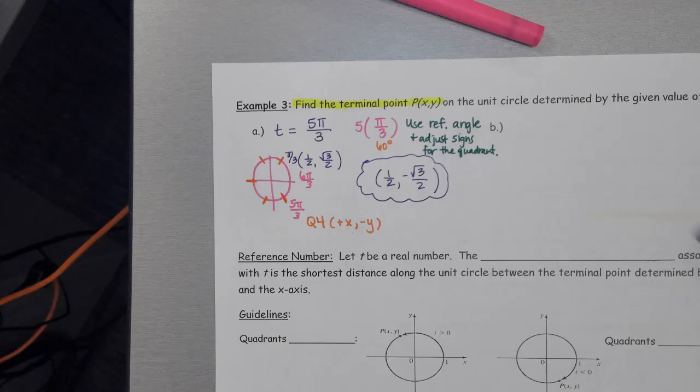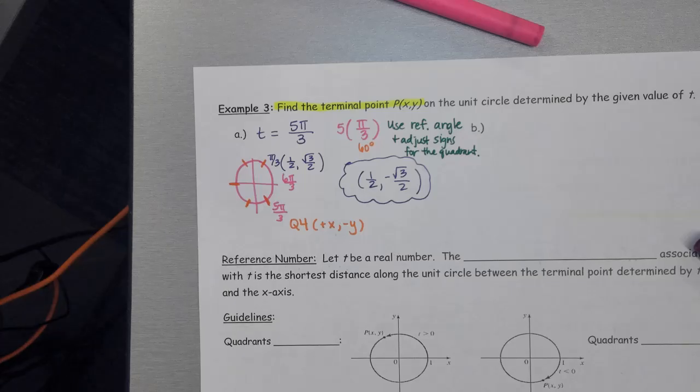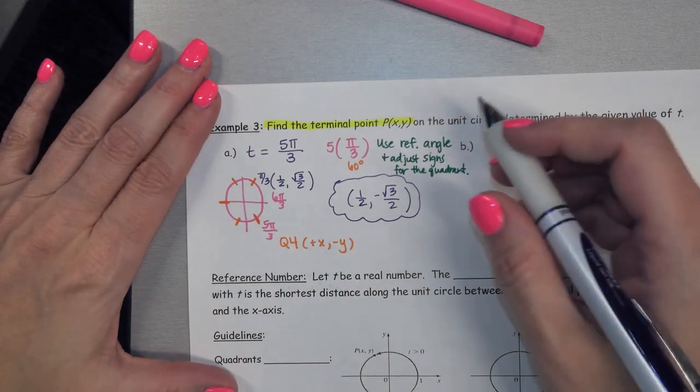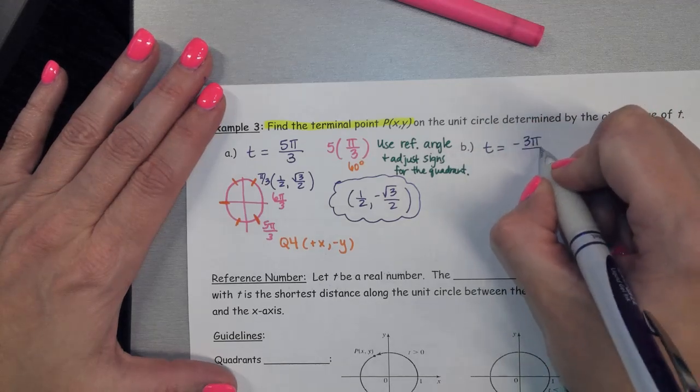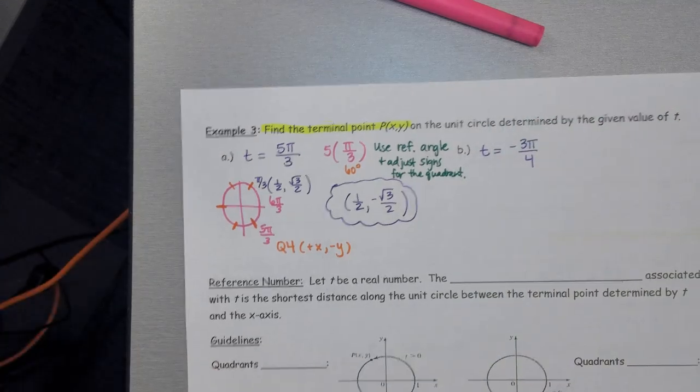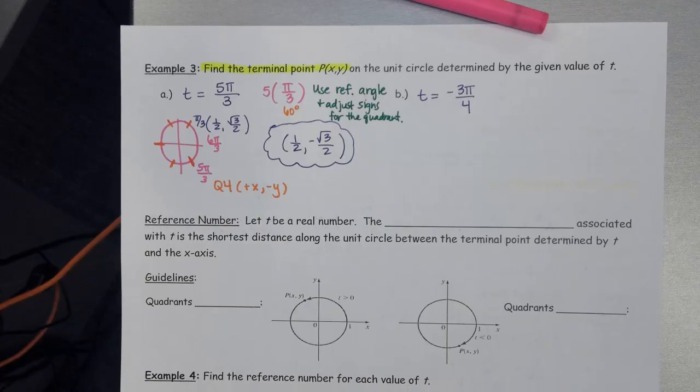Okay, the more practice you do with this, the easier it will become. I know for some of you, if you remember a lot of the stuff from last year, if you can recall that easily, I know this will go quickly for you. All right, so I want you to do t equals negative 3 pi over 4. So recall if it's negative, you're going to go in the opposite direction. With the unit circle, normally we go counterclockwise if it's positive. So we're going to go the other direction if it's negative.